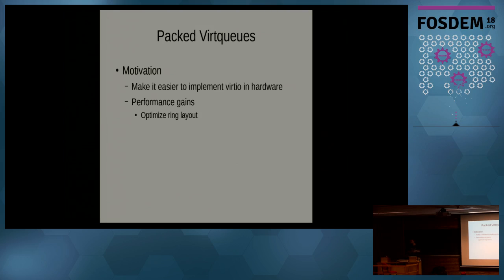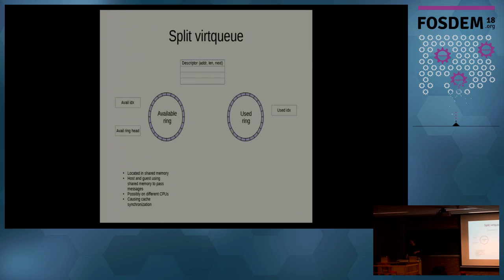Now there are several companies that make an effort to push forward in this space and actually try implementing Virtio in hardware and make accelerators for it. But not only hardware, pure software implementations should also benefit from Virtio 1.1 and the packed ring layout. So what's the problem with the old way of virtqueues, with split virtqueues? This is what the data structures look like.